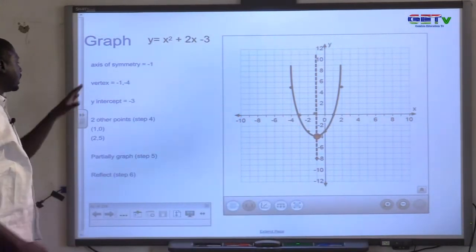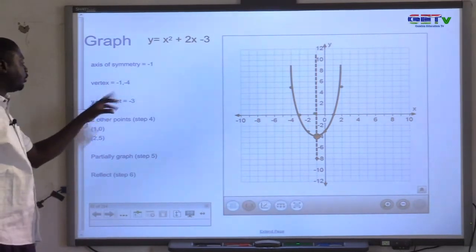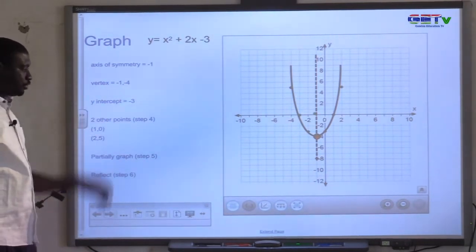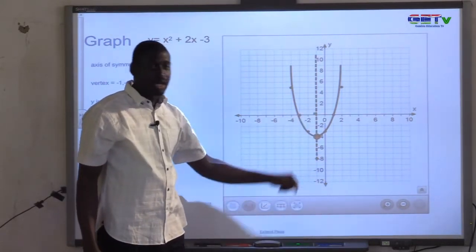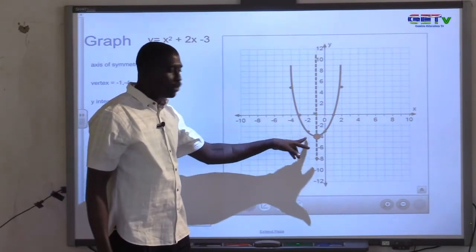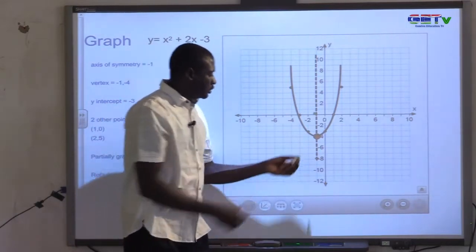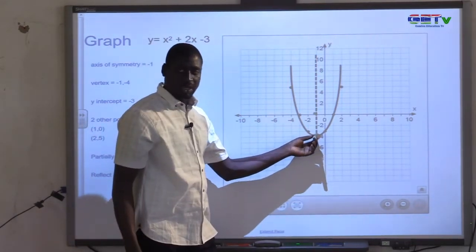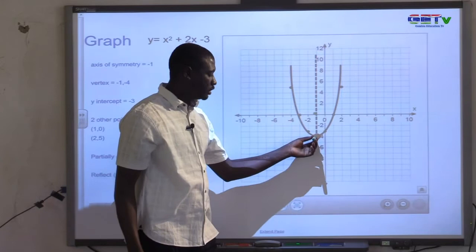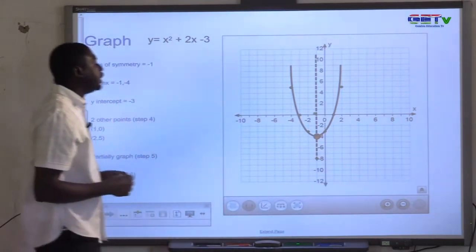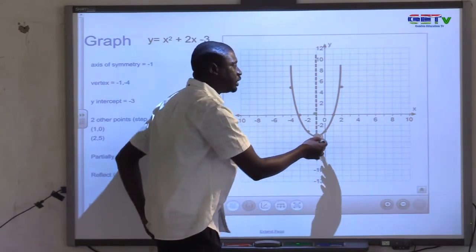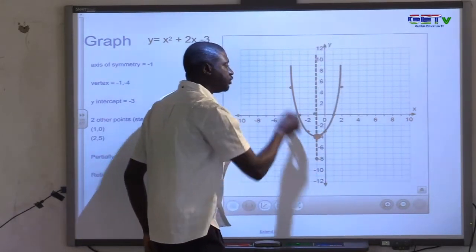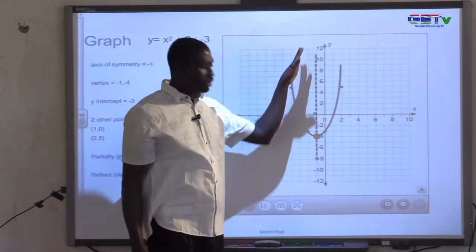Step 2, that is the vertex. The vertex is (-1, -4): -1 on the x-axis and -4 on the y-axis. They will meet at this point where it is colored red. This point there is the vertex. And at the vertex point is where the graph will take a bend on both sides of the line of symmetry.